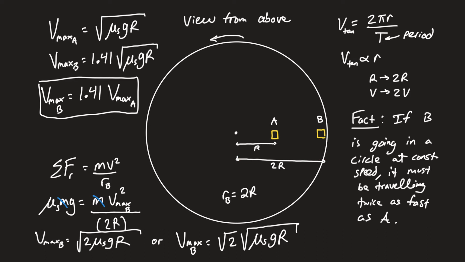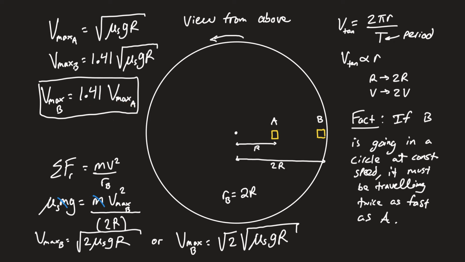We can write that the maximum speed at B is root 2 times this other parameter, which is equal to the maximum speed at A. So we get 1.41 times the square root of mu_s g R. And if you just look above, this thing under the radical is identical to this. And so the maximum speed at B is then 1.41 times the maximum speed at A.